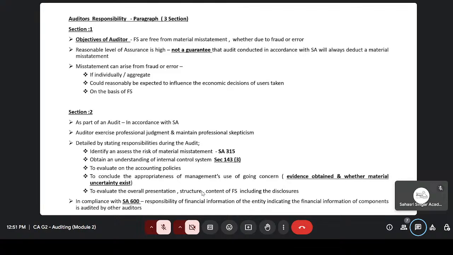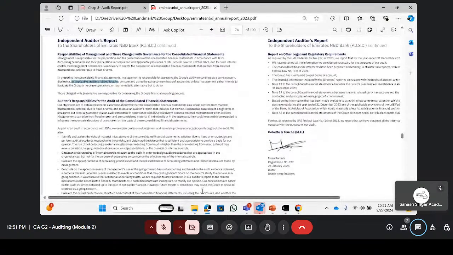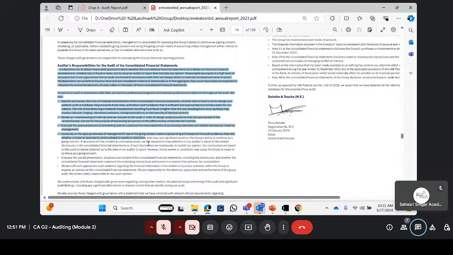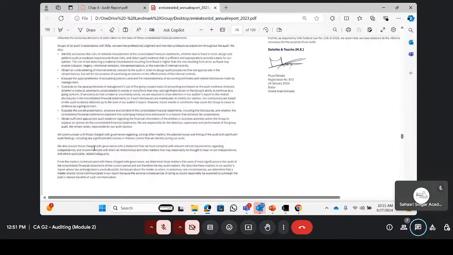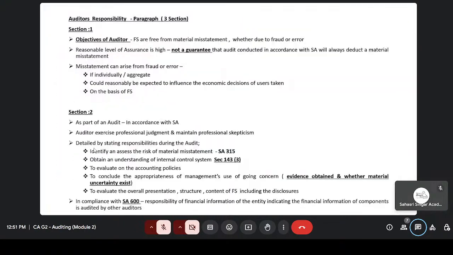Now, here is the auditor's responsibility. It has been dealt with in three sections over here. Even if you come here, see, auditor's responsibility is very big actually, a very, very important section. Okay. So I will tell you what is given over here. First thing is objectives. You have to keep three sections in mind to remember it easily.